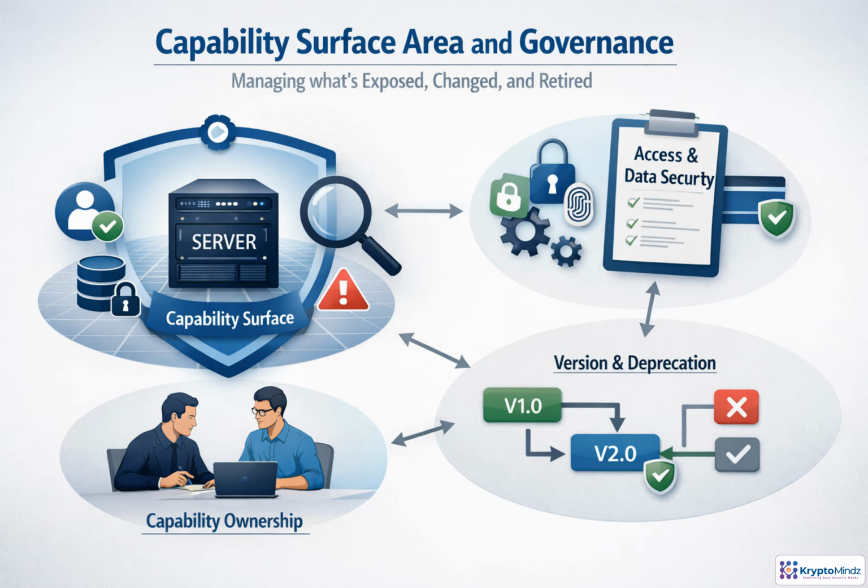Treat every exposed capability as part of your product's attack surface and operating contract. The question is not only, can the server do this? It is, should clients be allowed to rely on this? Before publishing, review access control, data sensitivity, side effects, failure modes, and abuse potential. Avoid exposing internal shortcuts just because they are convenient. Once a capability is live, manage it deliberately. Assign an owner, document expected behavior, version breaking changes, and deprecate with notice. Governance keeps useful capabilities available without letting the surface become chaotic, risky, or impossible to maintain.